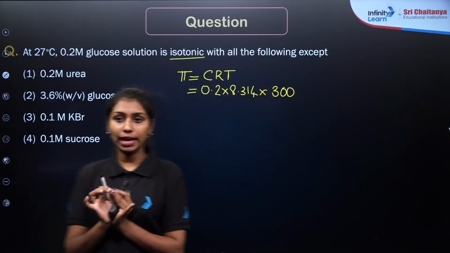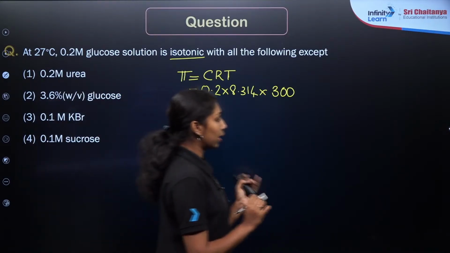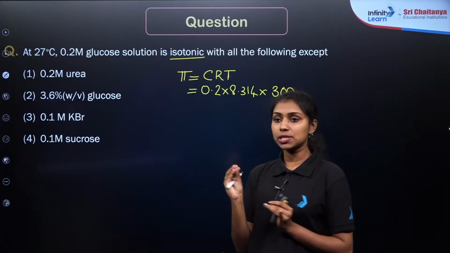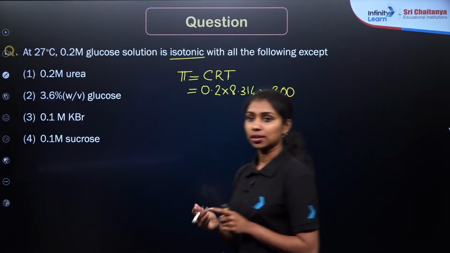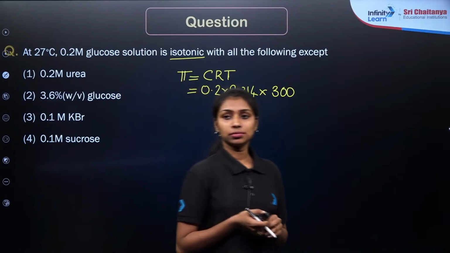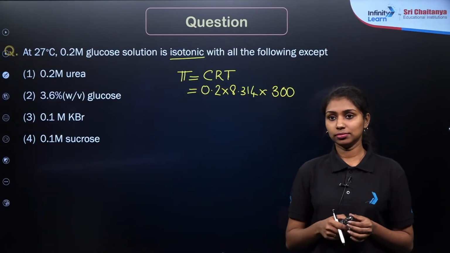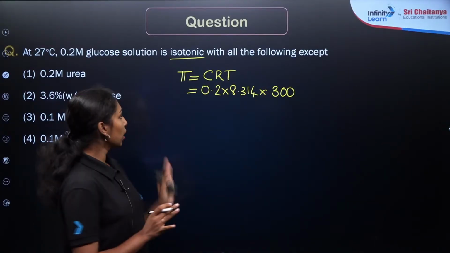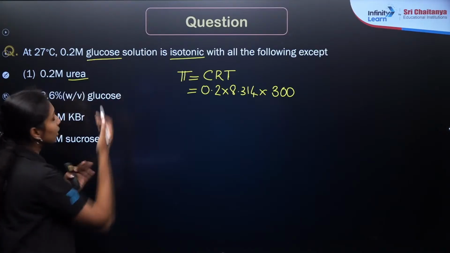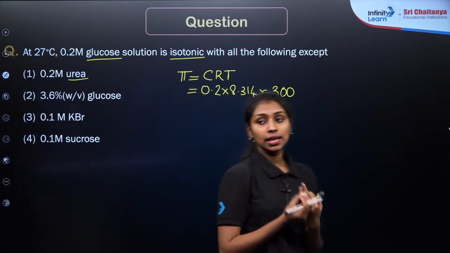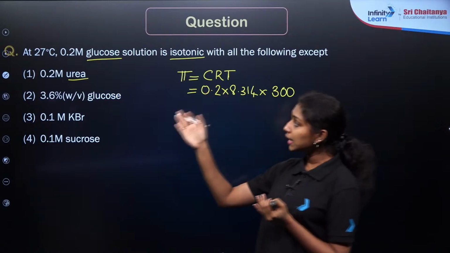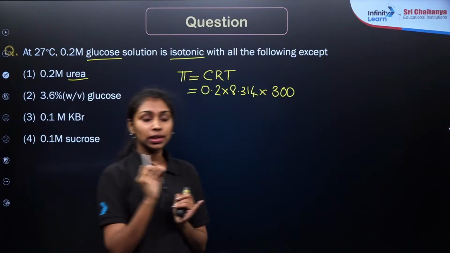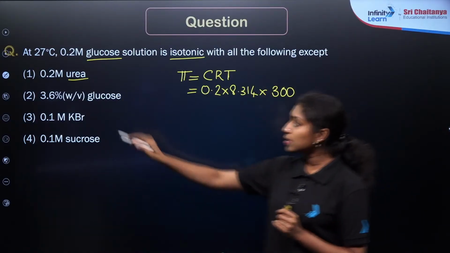We need to check the value of pi according to the concentration only. If you are talking about the first option, 0.2 molar urea, does it have the same osmotic pressure as 0.2 molar glucose? They must have the same osmotic pressure, right? Because both urea and glucose are non-electrolytes. There is no chance for association or dissociation of the particles. So it depends only on the concentration. In both cases, concentration is the same, 0.2 molar. So it has the same osmotic pressure as that of 0.2 molar glucose. So the first case is satisfied.